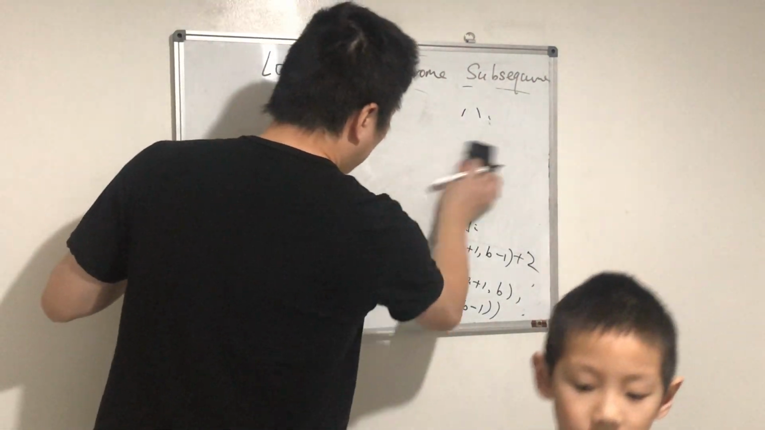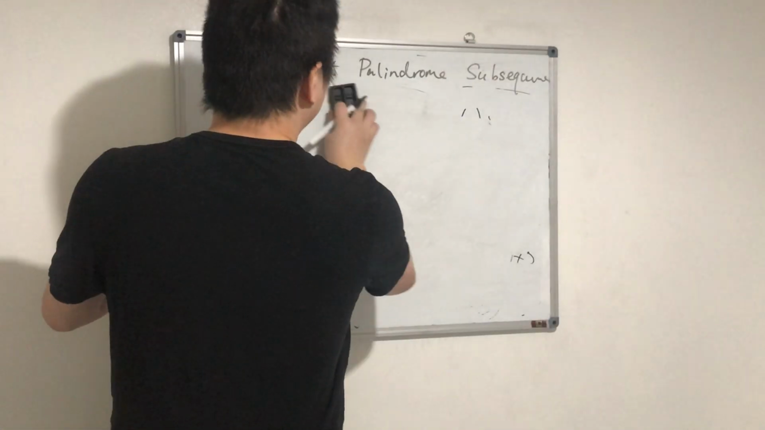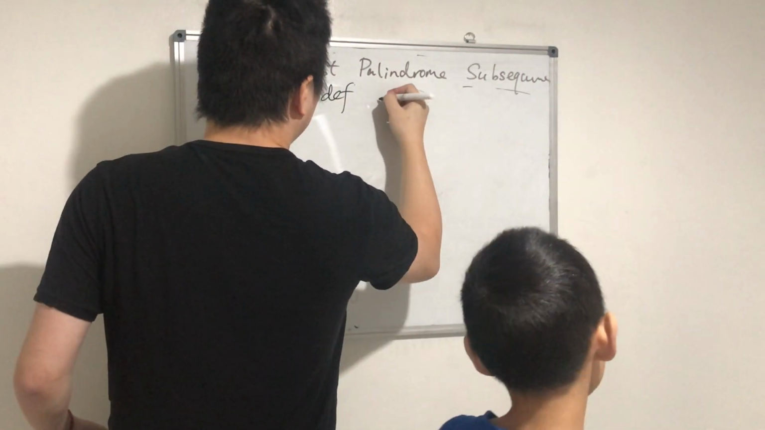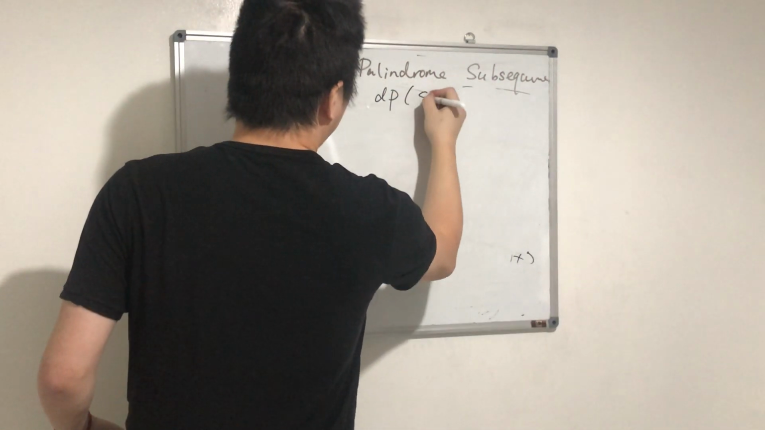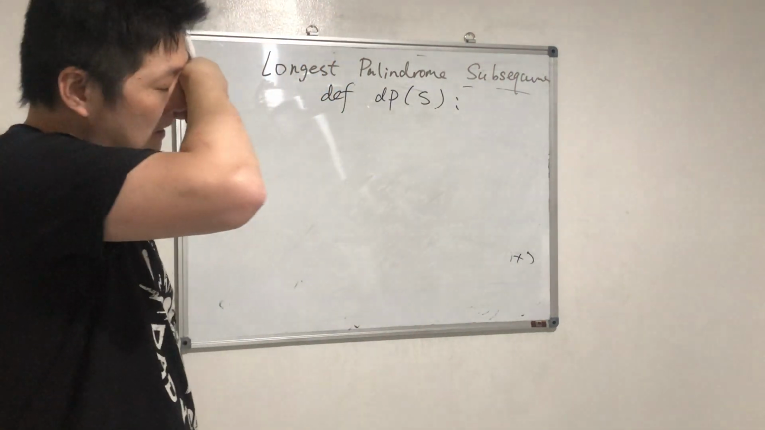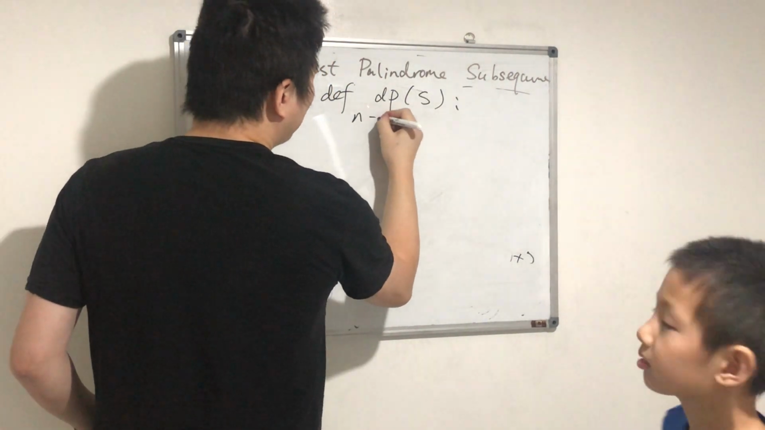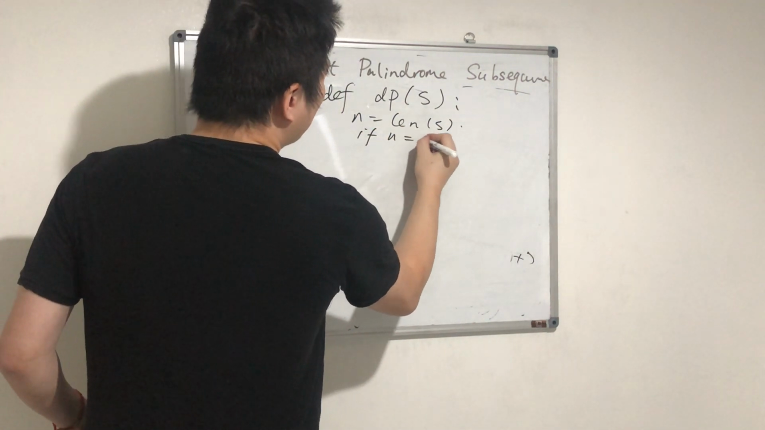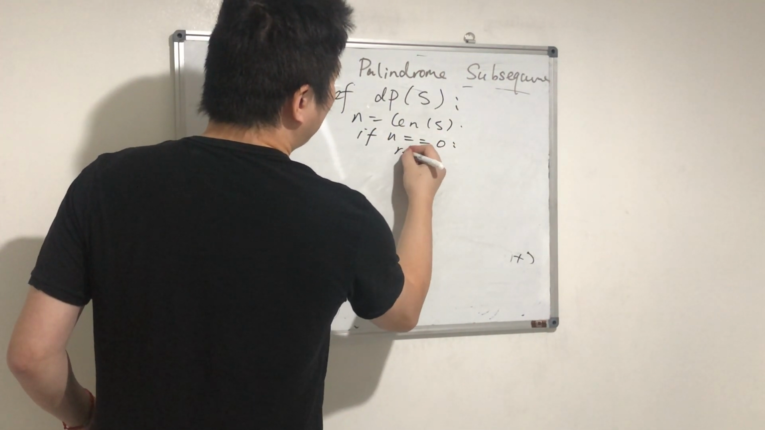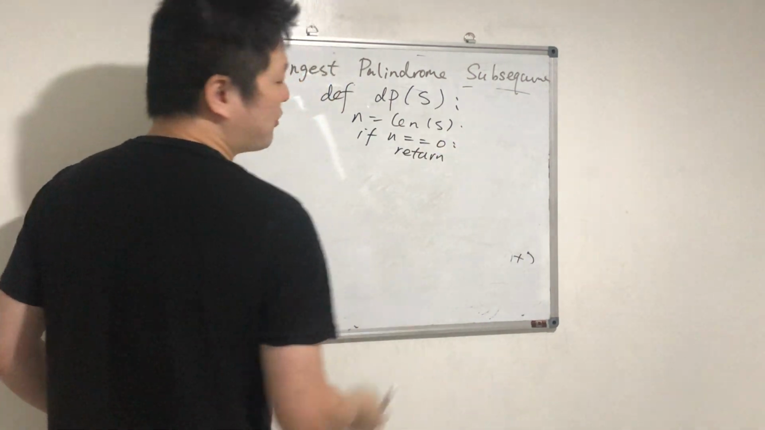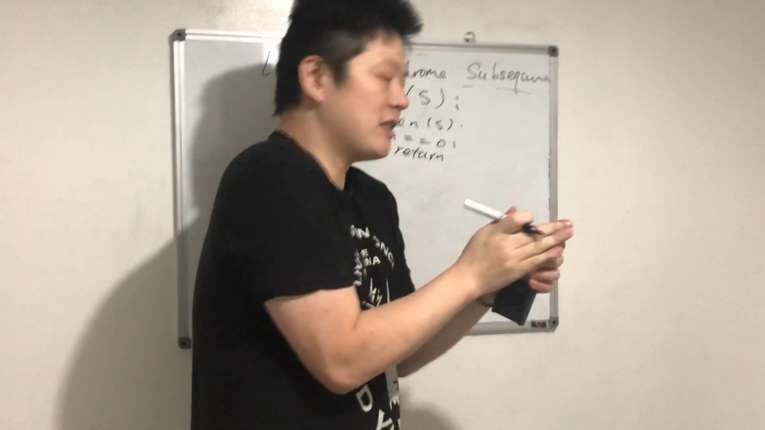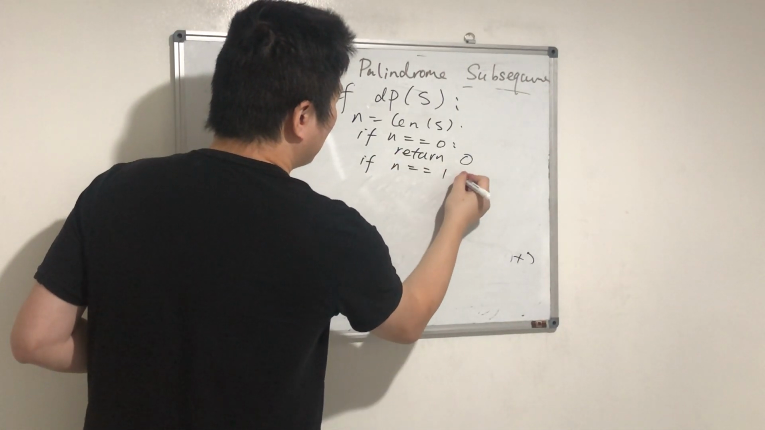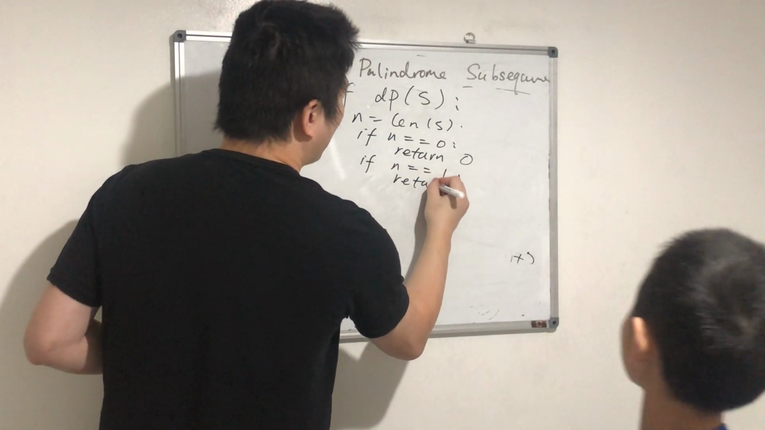Okay, now let's do the opposite. Define dp. We don't need the A and B here, right? So N, we calculate the length. If N equals 0, if it's empty, we return what? 0. If N equals 1, we return 1, because there's only one character.